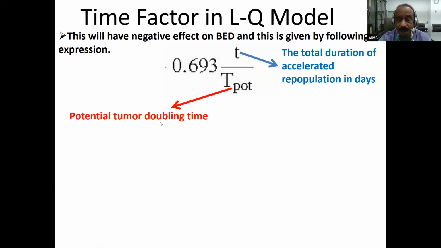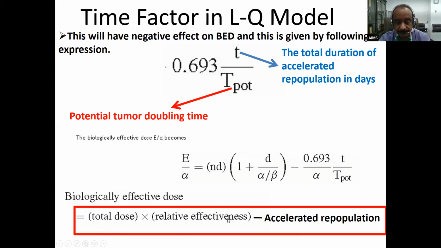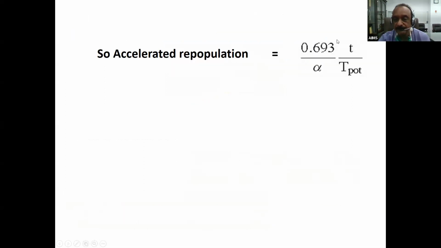So naturally, your effective BED will be less than what you calculate. So naturally, this expression has to be subtracted from the biological effective dose formula. So this is the BED. From this, we have to subtract this expression. So finally, the effective biological effective dose will be total dose multiplied by relative effectiveness minus accelerated repopulation. So this is the final expression for accelerated repopulation. Now, T is the total duration of accelerated repopulation.